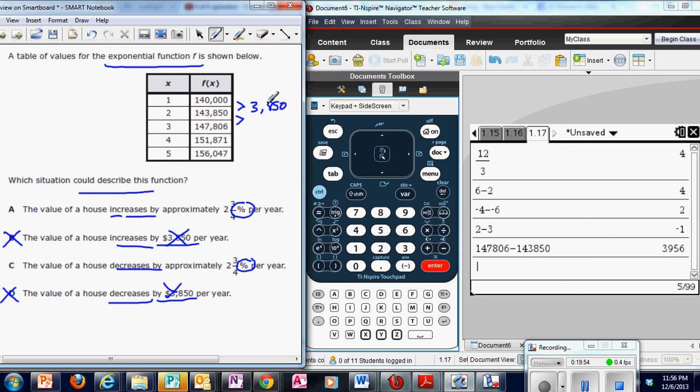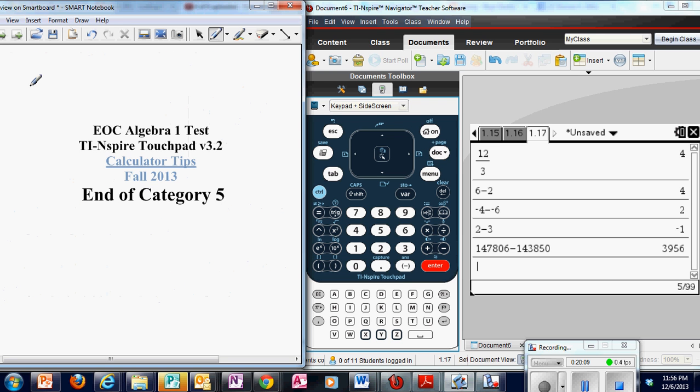Now, is the value increasing or decreasing? Well, it's clearly increasing, so we don't even have to think about this one. We are increasing. I'm not even going to try and calculate the percentage. I don't need to. So we are finished. Record time.